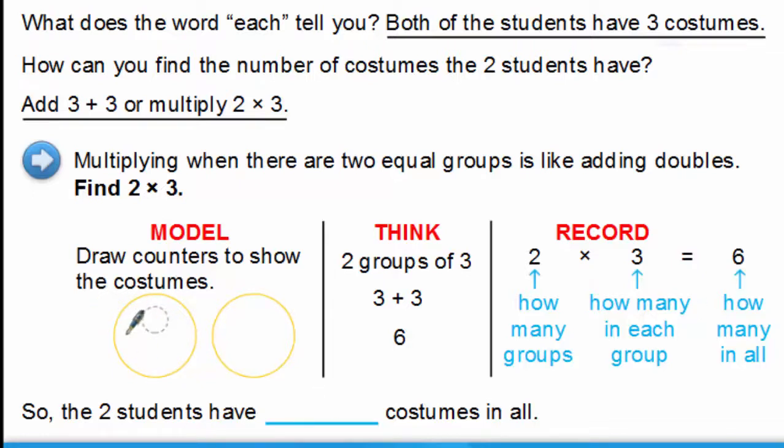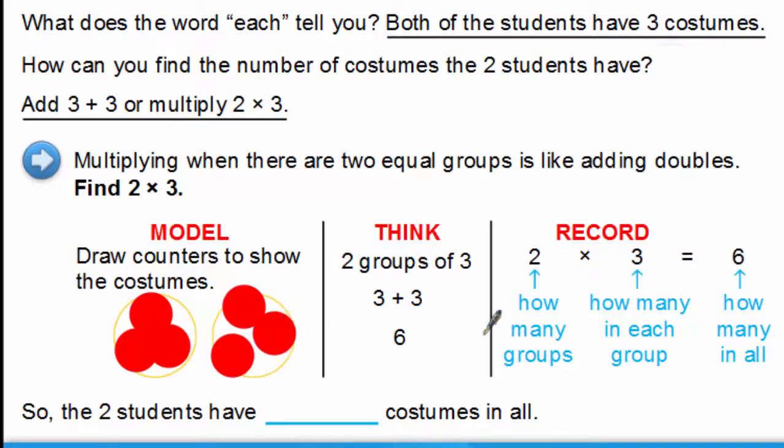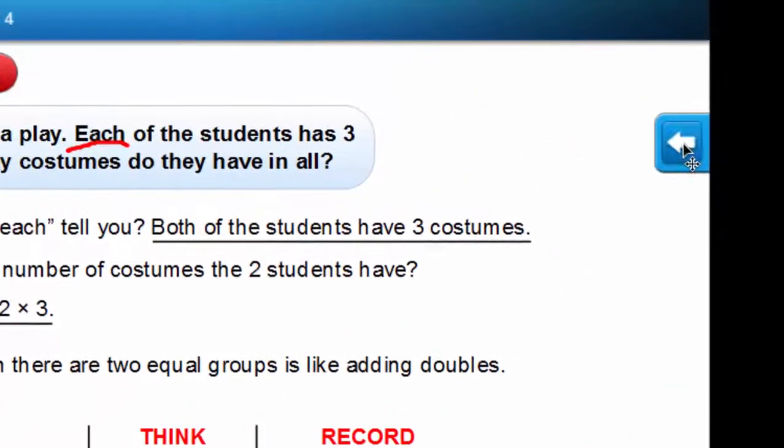Model. You can draw counters to show the costumes. So here we go. 1, 2, 3. 1, 2, 3. There's 2 groups of 3. You can think 2 groups of 3. 3 plus 3 equals 6. You can record 2, which is how many groups, times 3, which is how many in each group, equals 6. How many in all? So the 2 students have 6 costumes in all. Easy, cheesy, peasy, isn't it?